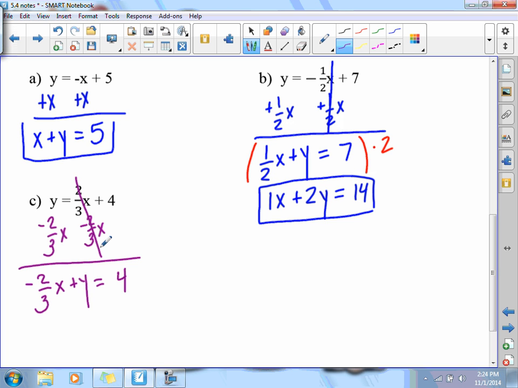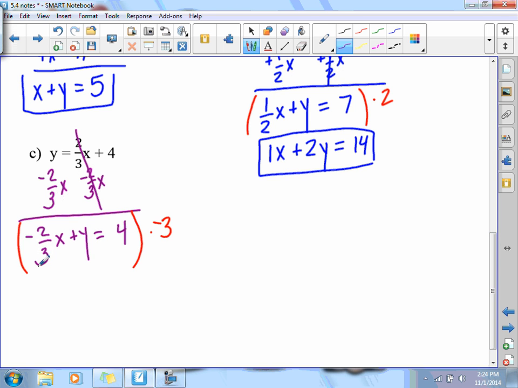Now this time I have two problems. I have a fraction and I have a negative. So to get rid of the fraction, I'd have to multiply everything by the denominator. So I'd have to multiply by 3. But I also need to get rid of that negative. So if I took a negative times a negative, that would make it positive. So I'm going to do 2 steps in one here. I'm going to multiply everything by a negative 3, and that will get rid of my fraction and my negative.